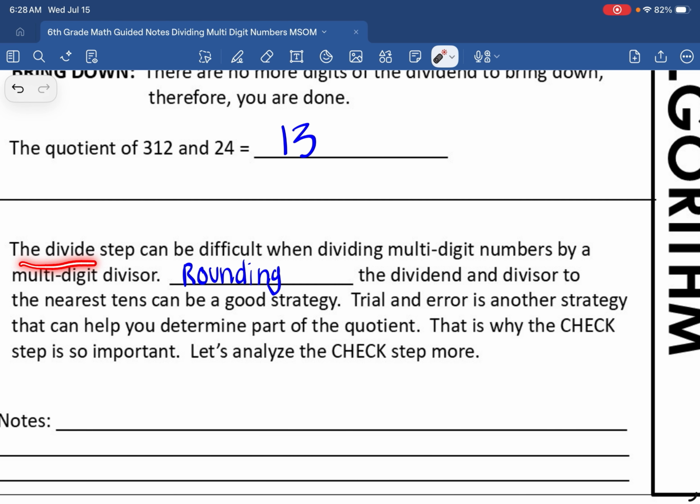The divide step can be difficult when dividing multi-digit numbers by a multi-digit divisor. Rounding the dividend and divisor to the nearest tens can be a good strategy. Trial and error is another strategy that can help you determine part of the quotient. That is why the check step is so important. Let's analyze the check step more.